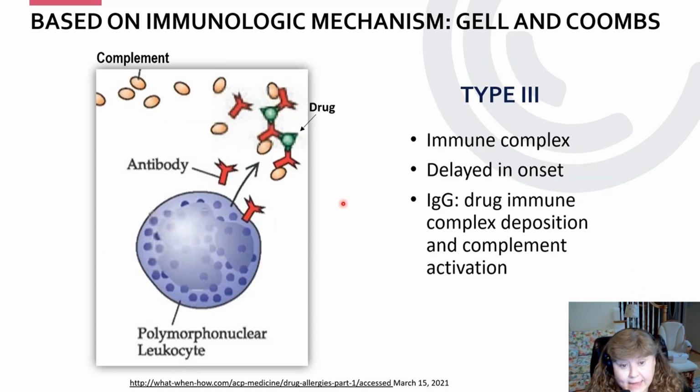Type 3 reactions are actually very similar, only instead of happening on the cell surface, the antibody is now free in the serum. It recognizes the drug antigen, and then complement again finds it and makes these complexes that can be deposited in tissue and lead to complement activation and inflammation. This particular reaction is a delayed type of reaction.